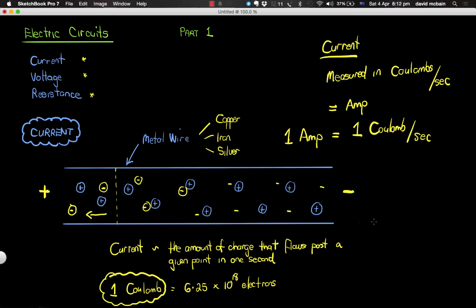So that means if we measured the current through this piece of wire and found it to be, for example, 4 amps, that would mean that 4 times 6.25 times 10 to the power of 18 electrons are passing that point every second. So that's the idea of current.